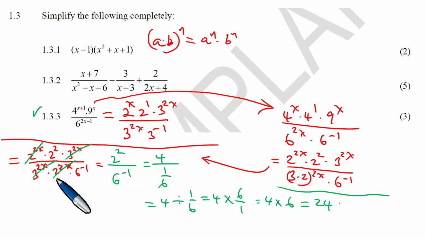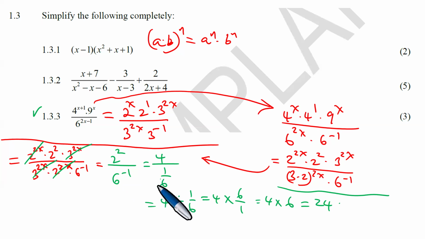2 to the power 2x cancels 2 to the power 2x, leaving us with 2 to the power 2 and 6 to the power minus 1. Those are the only things that did not cancel. The 2 squared and the 6 to the power minus 1. And then 2 squared is what? 2 squared is 4. And then 6 to the power minus 1 is what? 1 over 6. Yeah, it's 1 over 6.